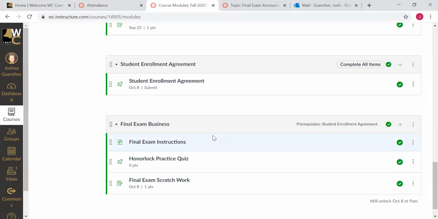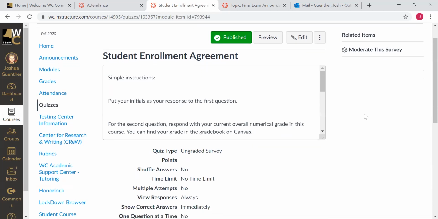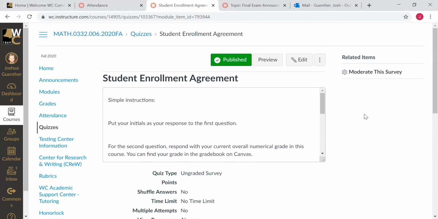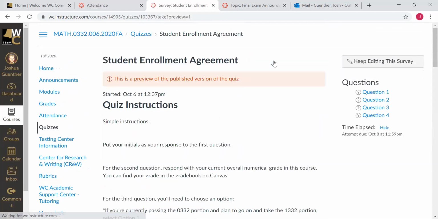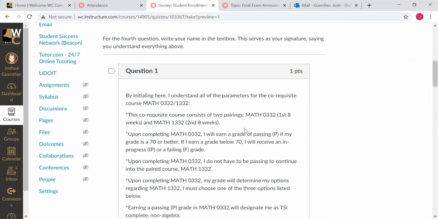The module below it is your final exam module. This is going to have your information and instructions for taking the final exam. But this won't open until you have submitted the Student Enrollment Agreement. So what you'll do is you'll go in, it's just a survey you'll take. There's going to be 4 simple questions.